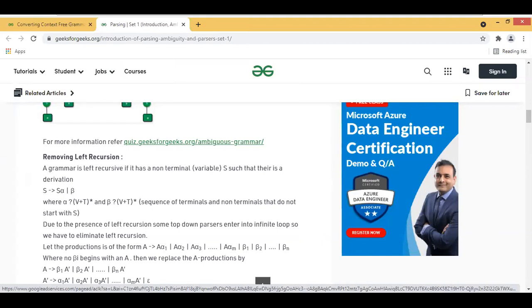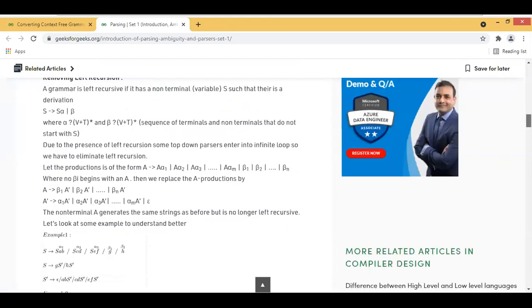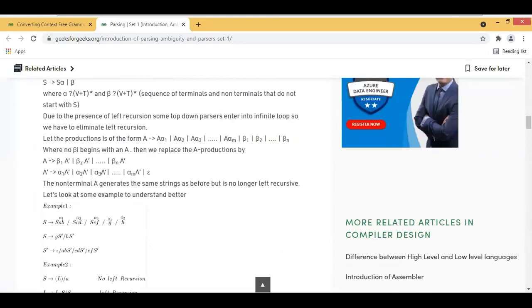So if you have productions like A tends to A alpha 2, and so on, then A and A are mapped. Now you are mapping this with S tends to S alpha. What remains comes under the beta. So that can be replaced as A tends to beta A dash, A dash tends to alpha A dash or epsilon. So you need to get the productions in the form like this.